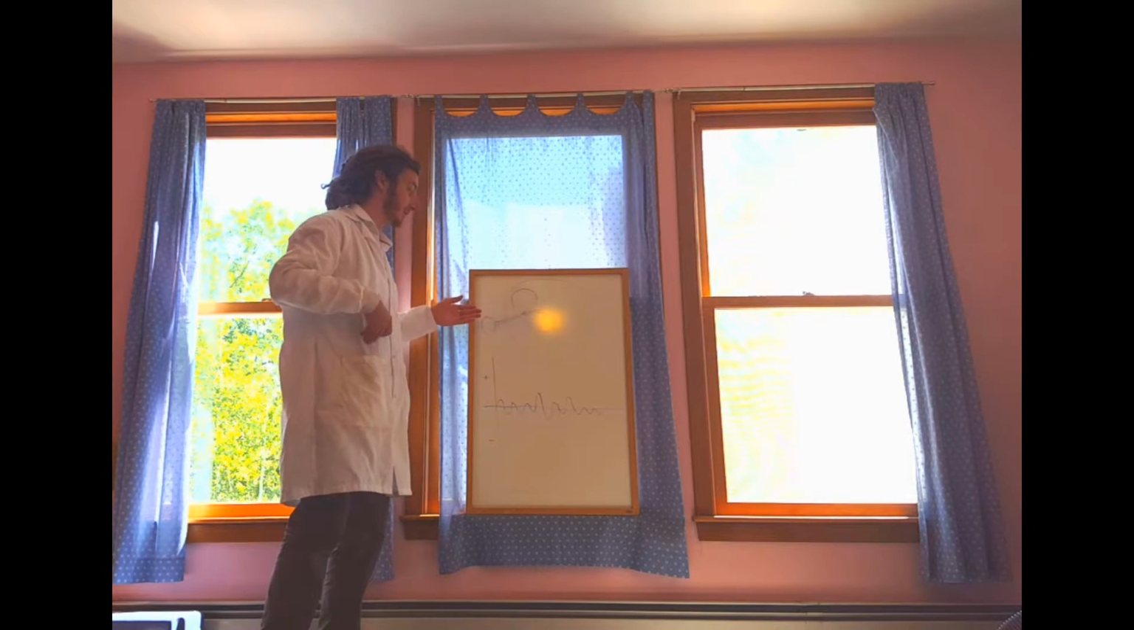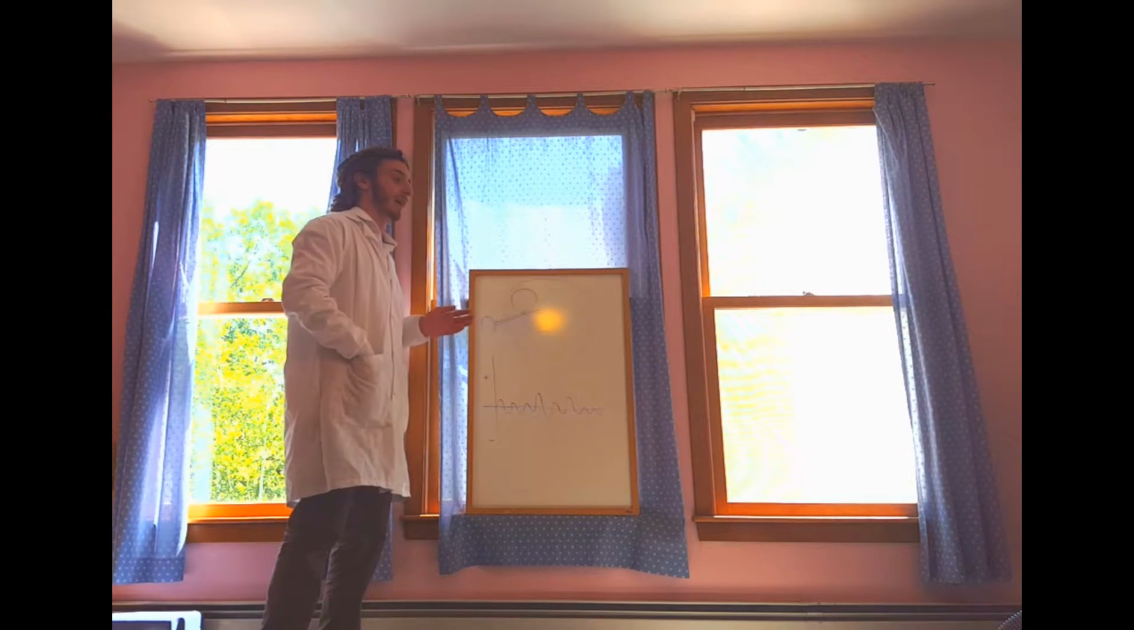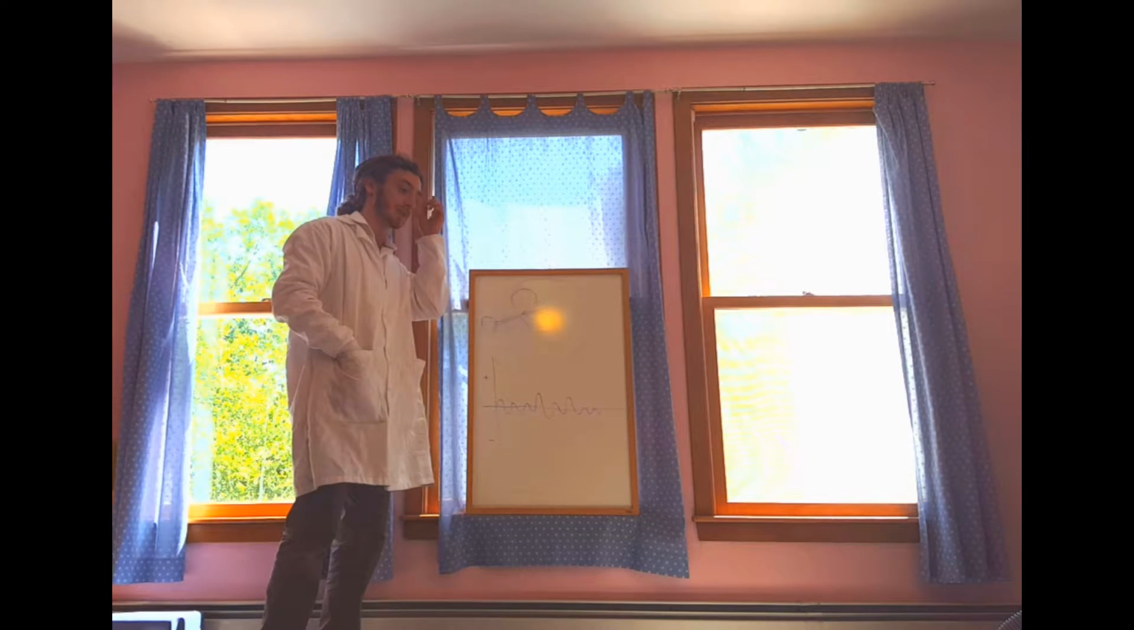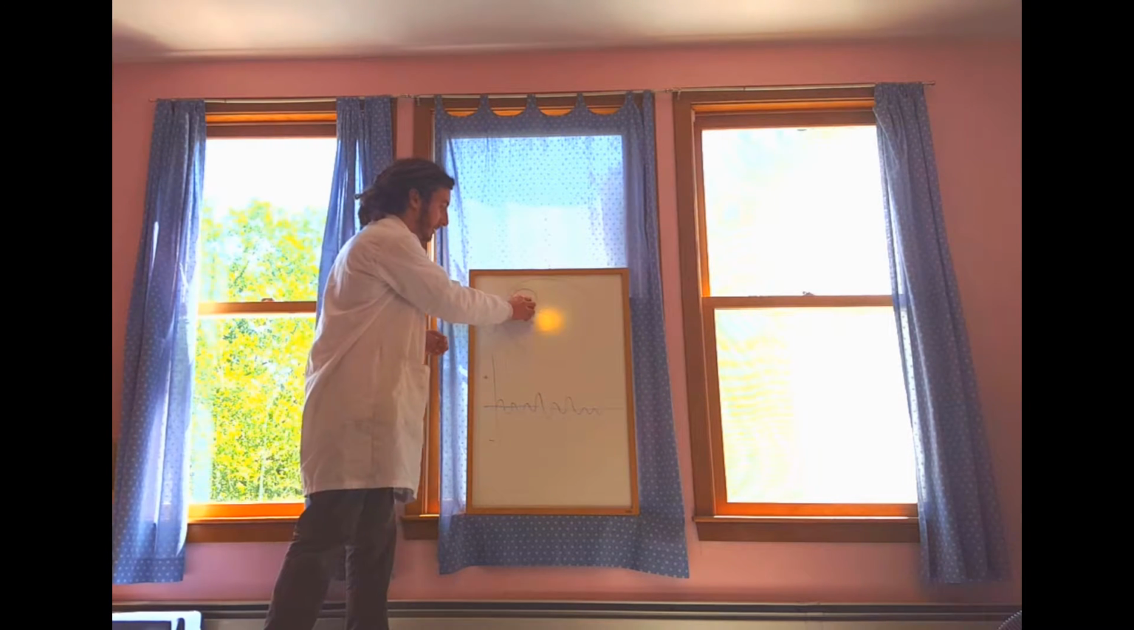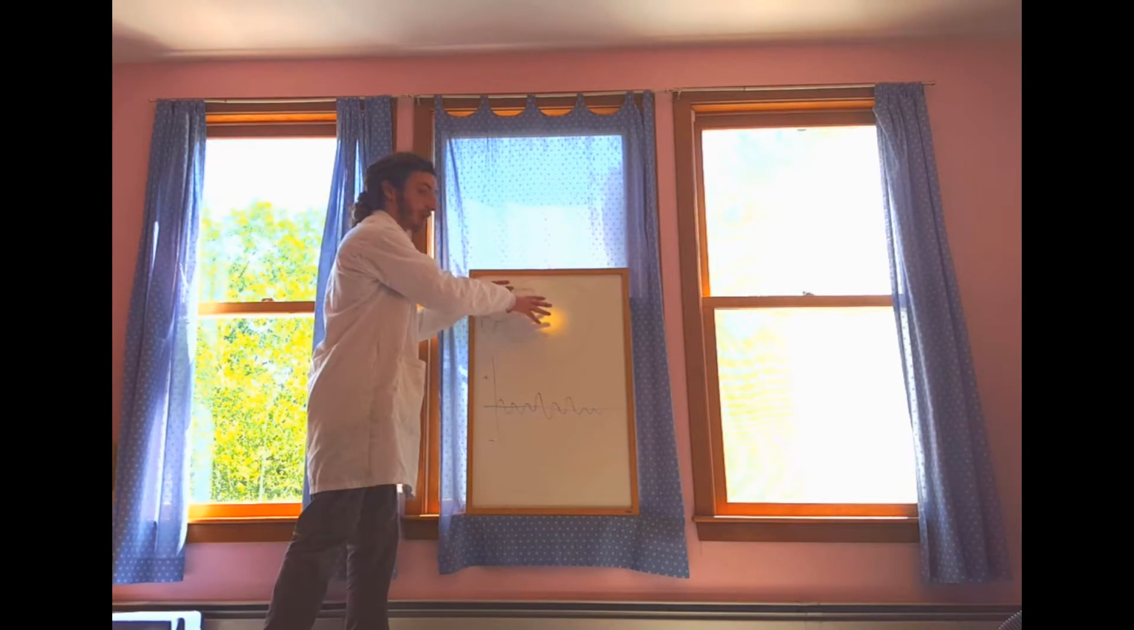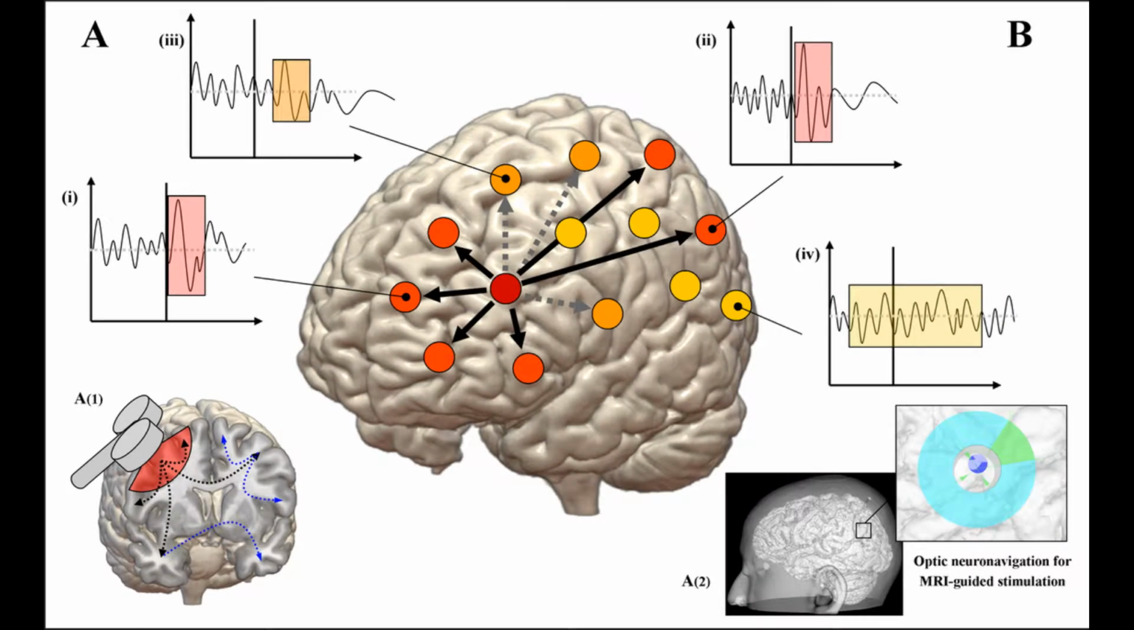Combining these two approaches, we can send a pulse of action potentials to a certain brain region, and then using EEG, watch as this activity propagates throughout the brain. The colored circles represent various brain regions that I will continue to refer to as nodes. The red node is the brain region where we initially send the TMS pulse.